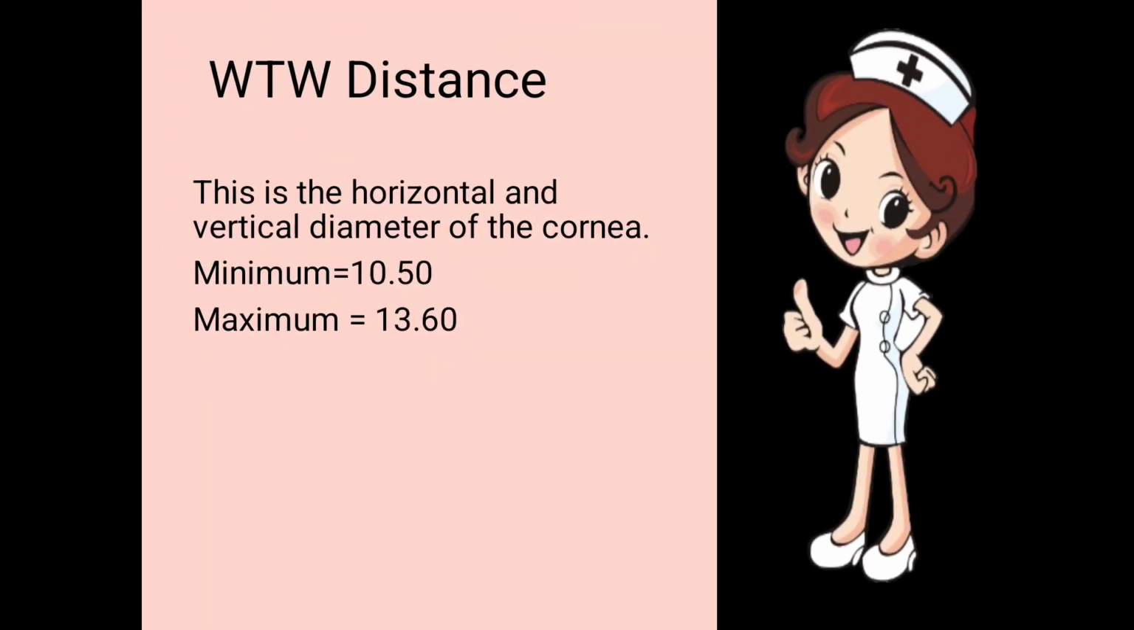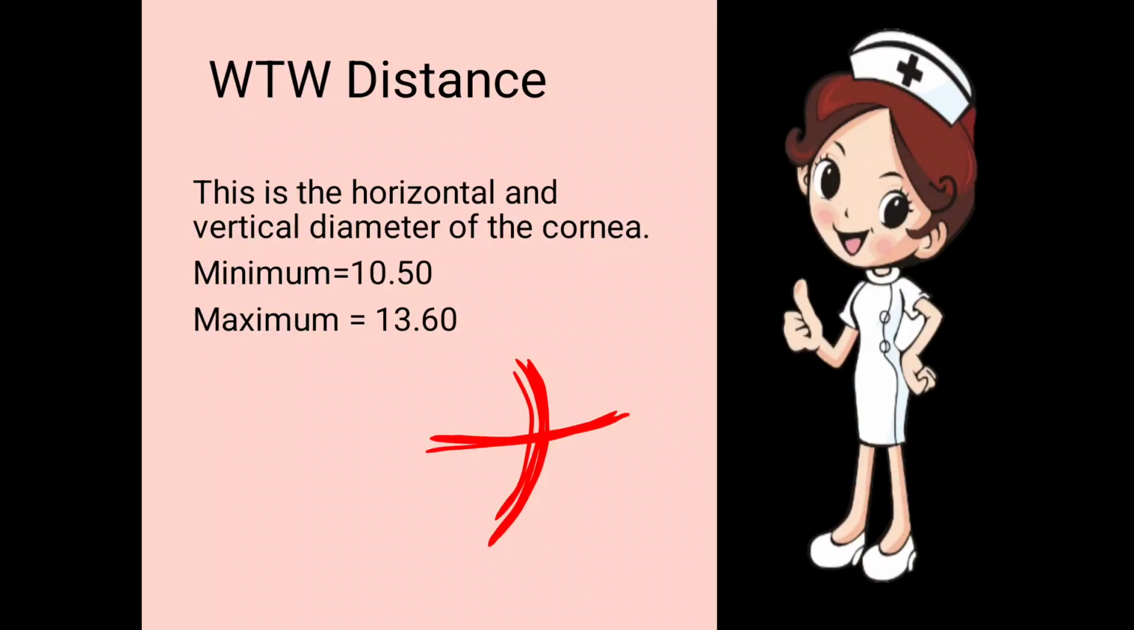Let's move to the next, white to white distance. WTW stands for the white to white distance. It is basically the horizontal as well as vertical diameter of the cornea. That was the cornea which I have shown here. So it's vertical as well as horizontal diameter.